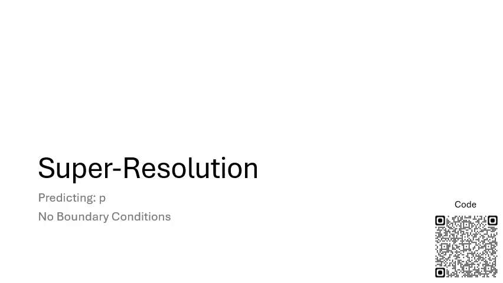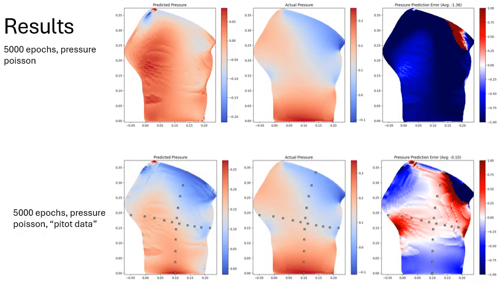So I wanted to now focus just on predicting pressure. I got rid of the boundary conditions. They're not hard-coded. And we're giving it high-resolution CFD data to start. So it's no longer upscaling. We're giving it the info that it needs, and it's just predicting pressure.